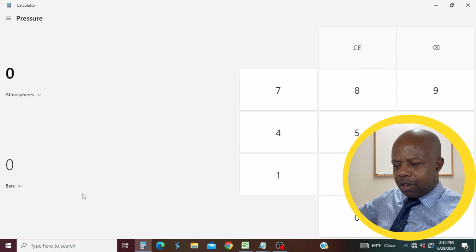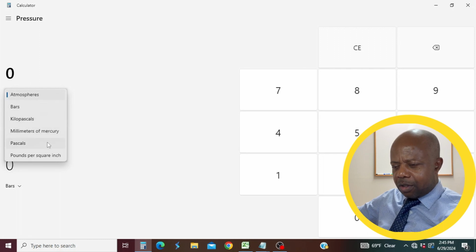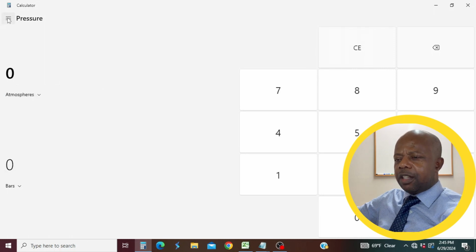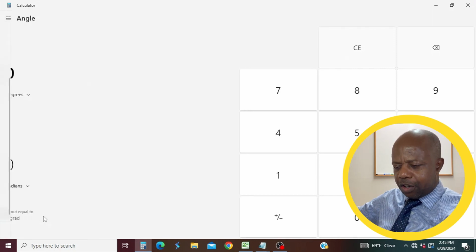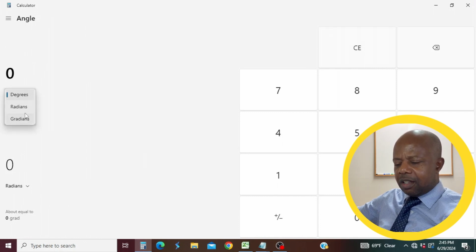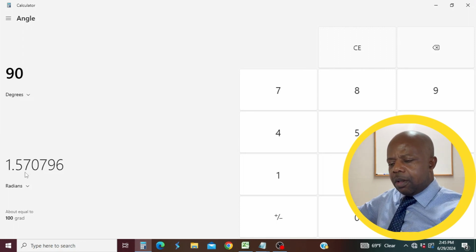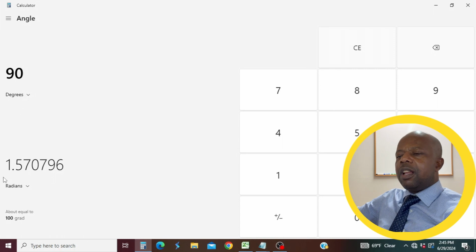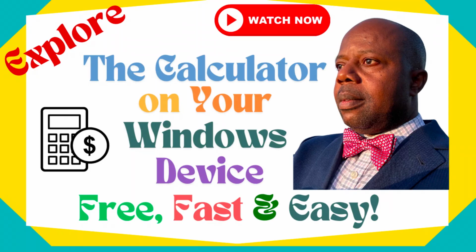Then pressure: atmospheres, bars, kilopascals, millimeters of mercury, pascals. Those are the different units of measure of pressure. Angle, so we have degrees and radians. So 90 degrees, for example, is 1.57 radians. So the calculator, there you have it. It's also something to know because there are a lot of things you can do with it.